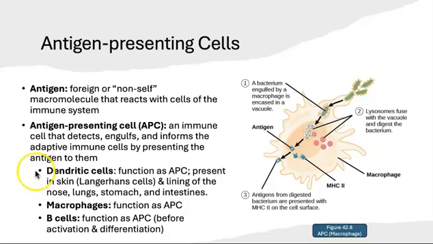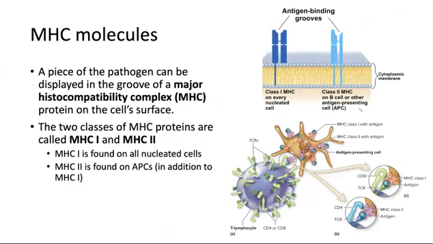We've got our dendritic cells that we are going to find mostly within our skin as Langerhans cells, and also within areas like the lining of our nose, our lungs, stomach, intestines. We'll also find them in other places like our lymphatic structures, but more on them later. Our macrophages will also be an APC, and our B cells, as long as they haven't been activated and started the differentiation process.